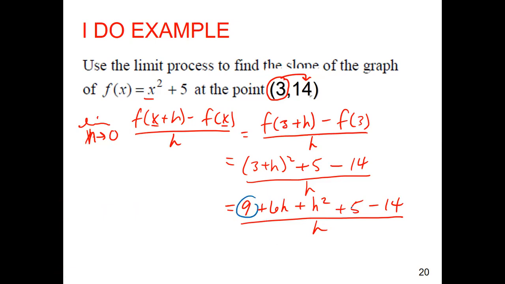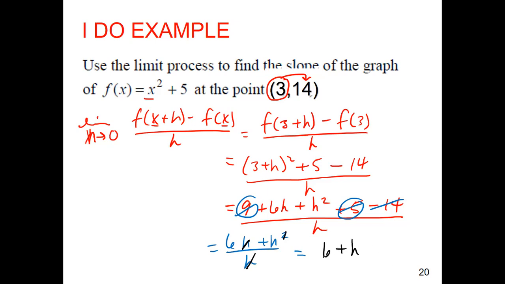Well, 9 and 5 make what? 14. So what happens to the negative 14? Cancels. And what are we left with? 6h plus h squared over h. What can I factor out? I'm a lazy factor, so I usually just cross them out. I actually don't write the whole thing. And so what's left standing is 6 plus h.